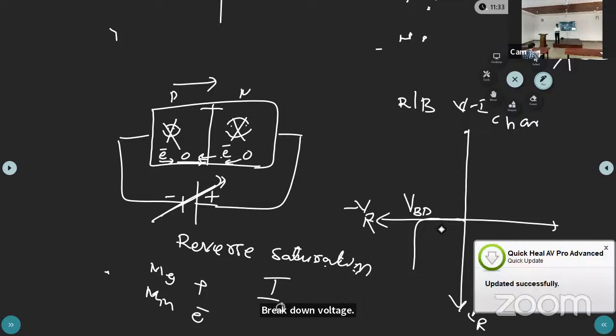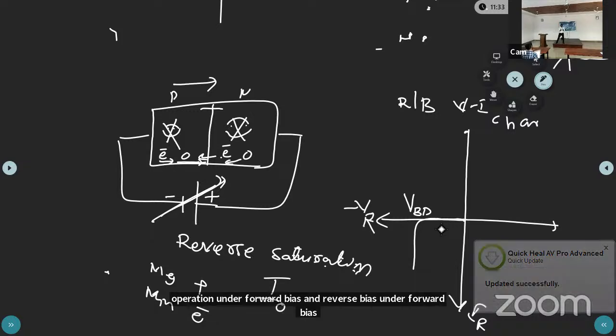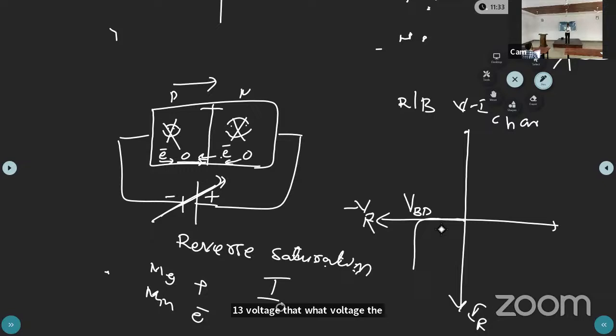So how many points did we get now? The cut-in voltage in the PN junction diode, construction and operation under forward bias and reverse bias. Under forward bias, at what voltage the diode starts conduction, that forward voltage is called cut-in voltage or knee voltage. Coming to reverse bias, at what voltage the diode will get damaged, that voltage is called breakdown voltage. So now this is the reverse bias VI characteristics.